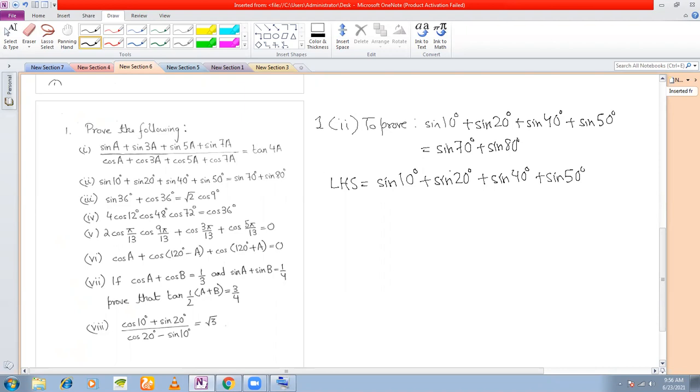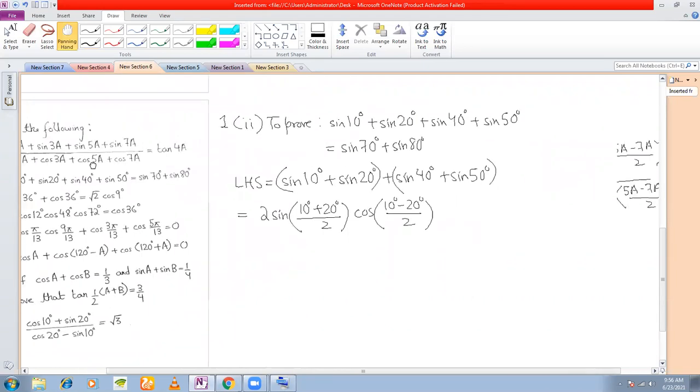Okay. You group these in twos, first and second, third and fourth, and you change the first two sum to a product. Sine plus sine is 2 sine cos. So 2 sine C plus D divided by 2 cos C minus D divided by 2.